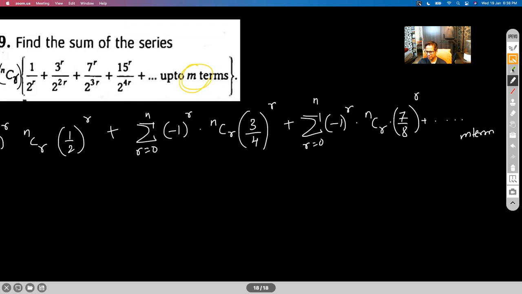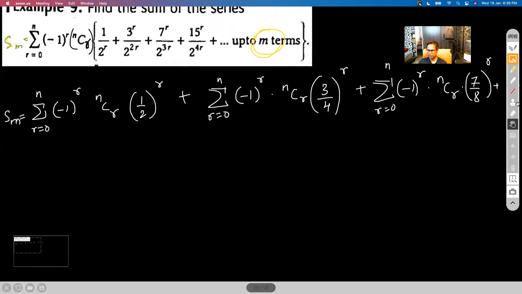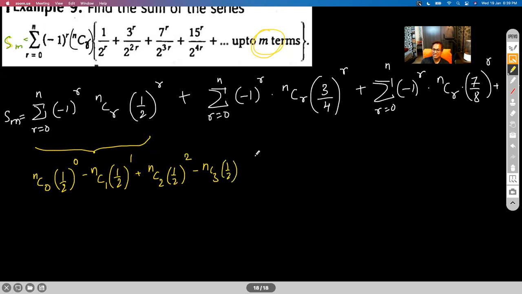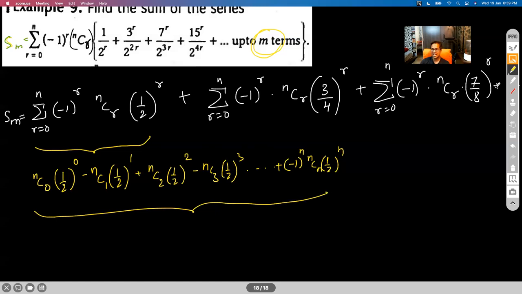Now, I would request everybody to have a deeper look into each one of these terms. Look at this term. If you start expanding it, the first term will be nC0, half to the power 0. Second term will be minus nC1, half to the power 1. Third term will be nC2, half to the power 2. Then minus nC3, half to the power 3. And this goes up till minus 1 to the power n, nCn, half to the power n. Can you relate this to a binomial expansion? If yes, whose binomial expansion is this? Are you able to identify?